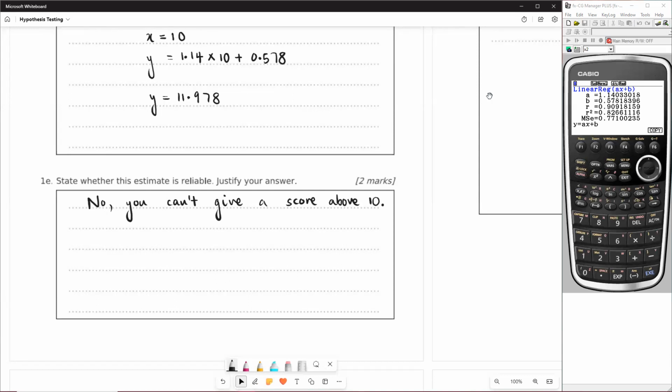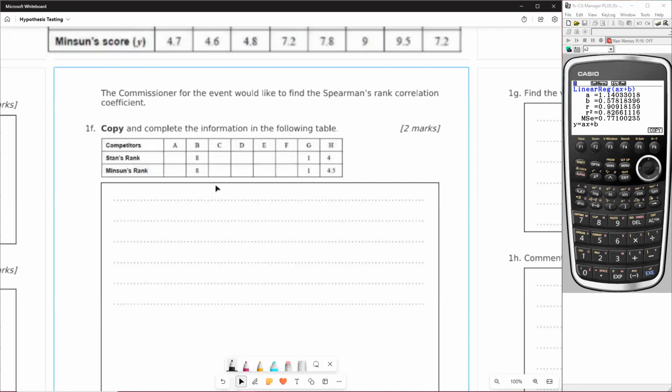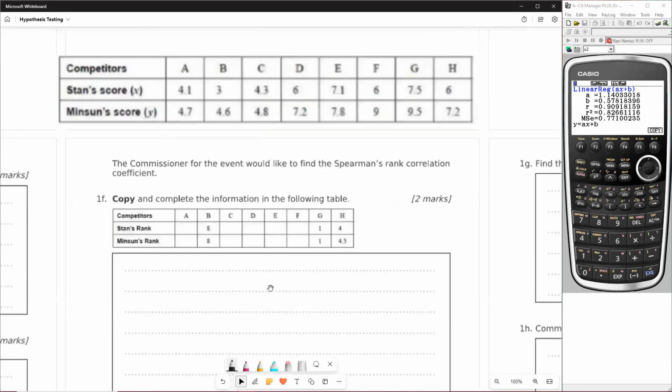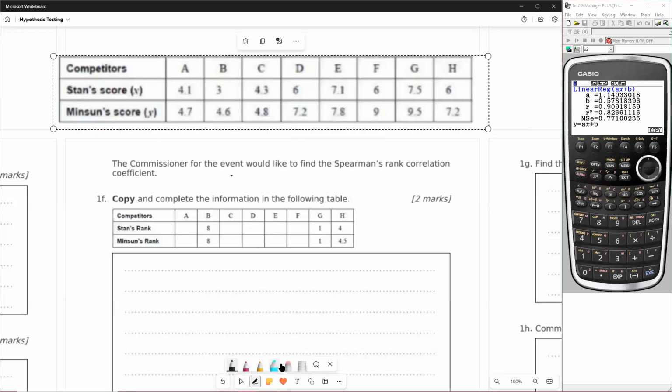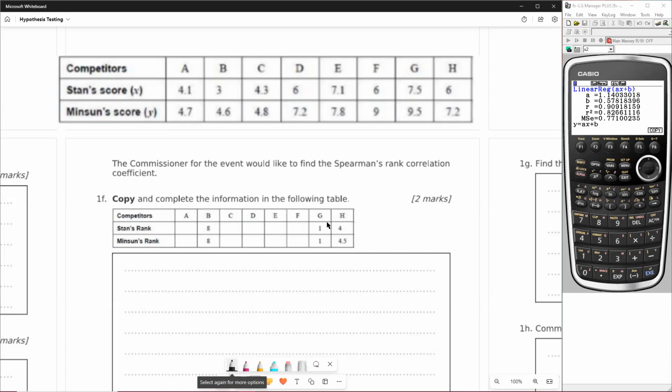Okay. 1F says the commissioner of the event would like to find the Spearman's rank correlation coefficient. So that's why I have this table here, the original table, just for the sake of finding out the ranks. So as you see, they ranked G as 1 here. That's the highest score for both Stan and Minsoon.